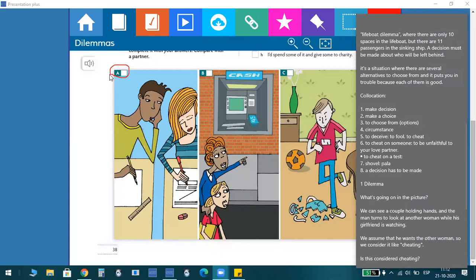In picture A, we have many people. Let's see. Let's go, Tota. Tota. Okay, Tota's not here. Okay, let's go to Connie. What's going on? Consu.